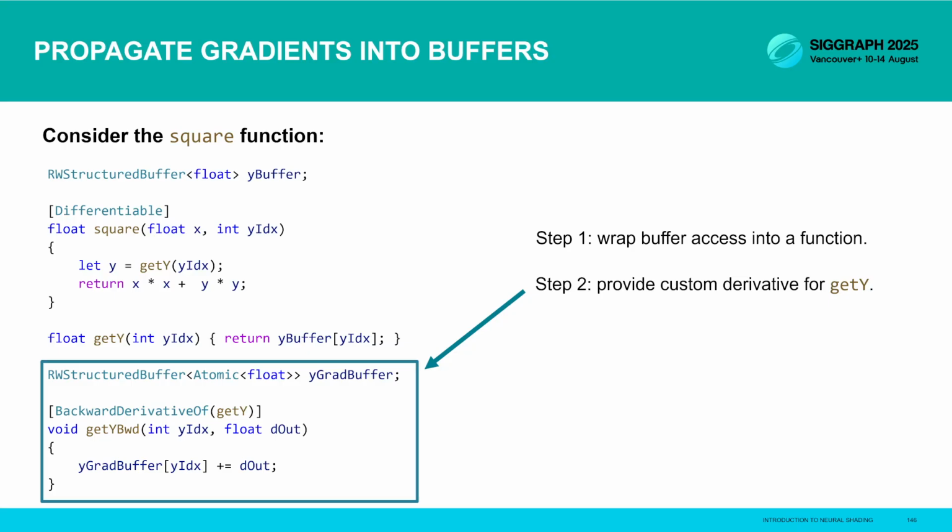With this setup, the gradients for y will propagate through the call to getY, and the compiler will invoke the getY_bwd function, passing the gradients propagated so far as the dout parameter through the call. The custom gradient can then simply write that value into a buffer that receives the gradients.